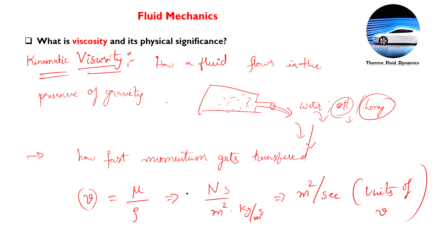And so the relation between kinematic viscosity and dynamic viscosity is given by this equation: nu is equal to mu by rho.